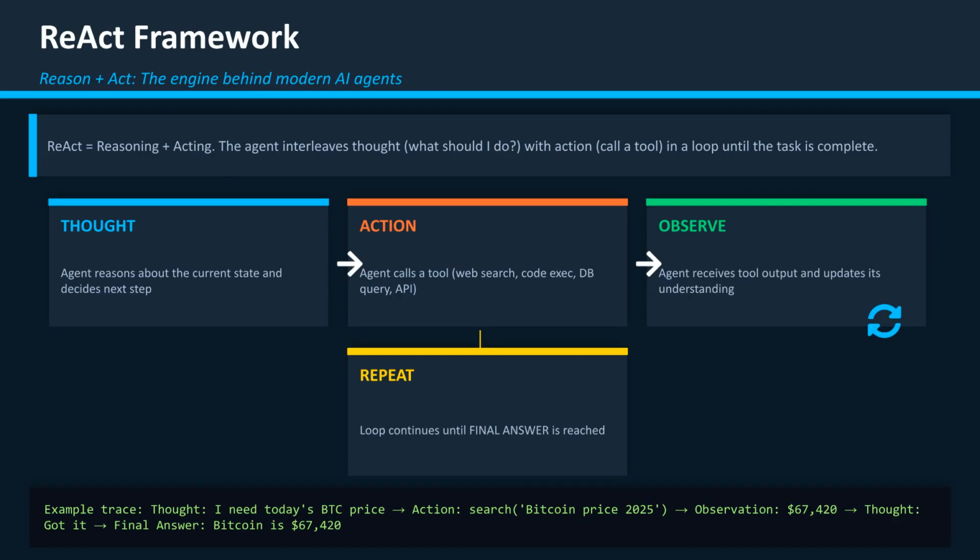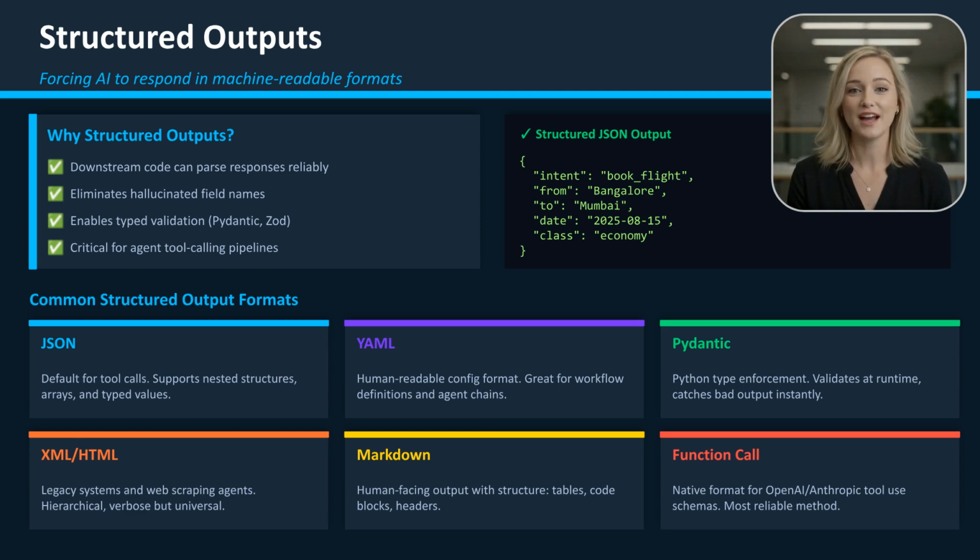The ReACT framework is a core engine for modern AI agents, interleaving reasoning and acting. The agent continually cycles through thought, action, and observation until the final answer is reached. This enables complex task completion through tool use. Structured outputs force AI to respond in machine-readable formats like JSON, YAML, or through function calls. This enables reliable parsing by downstream code, eliminating hallucinated field names, and is critical for agent tool calling pipelines.